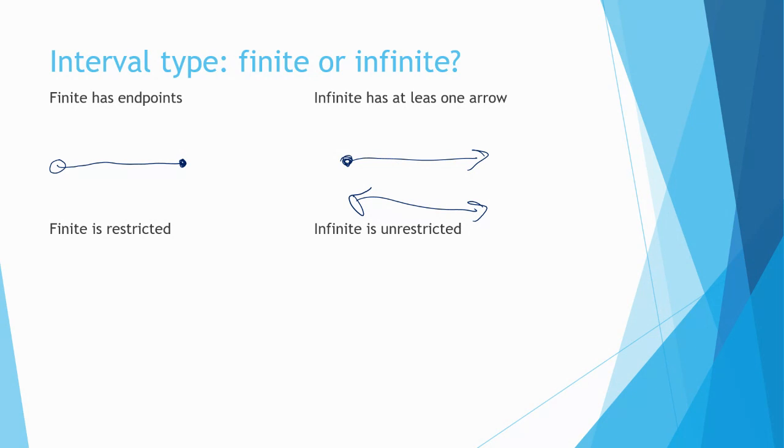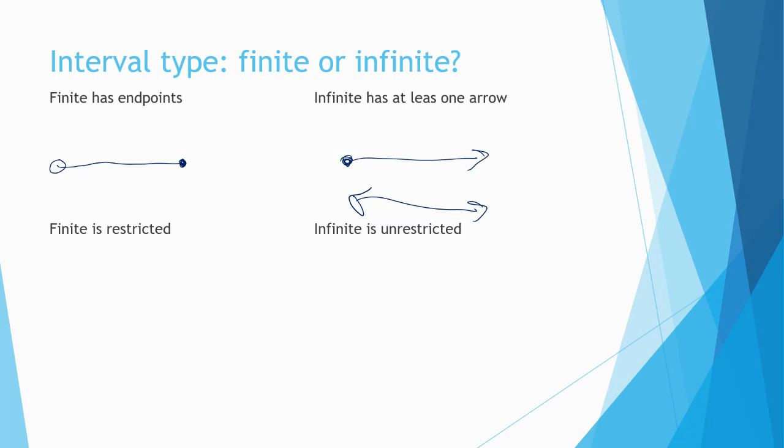Finite is something that is restricted. So for example, time is restricted. You cannot have negative time. Finite is also something that's restricted by what makes sense. Let's say we're talking about how far someone jogs. That's going to be restricted because you can't jog forever for the rest of your life.